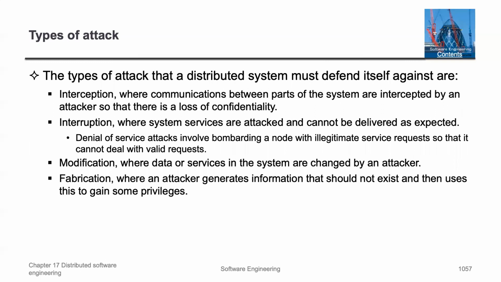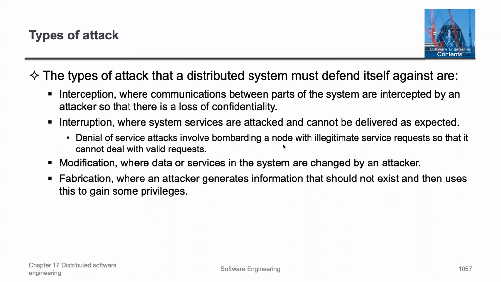What about the types of attacks? The types of attacks that a distributed system must defend against are the following. There's interception, interruption, modification, and fabrication. For interception, this is where communication between parts of the system is intercepted by an attacker, so there is a loss of confidentiality. For interruption, this is when the system services are attacked and can't be delivered as expected.